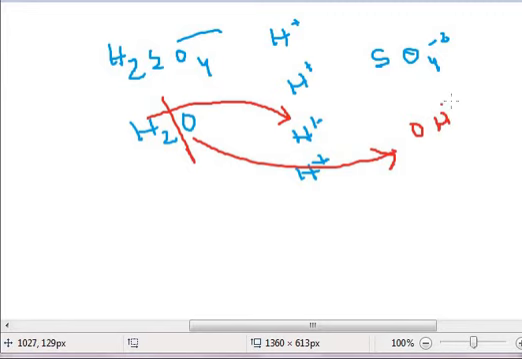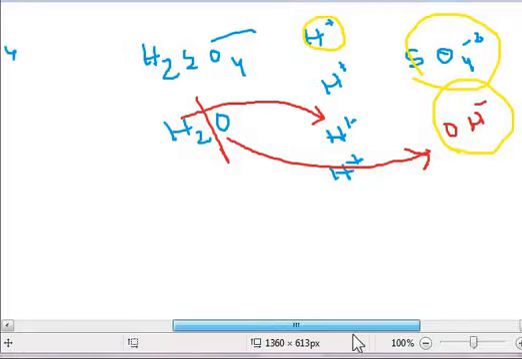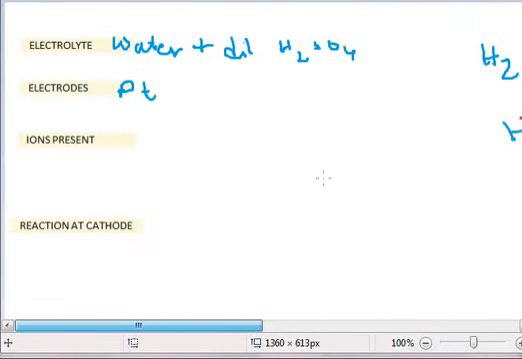So do you see the ions present here? What are the ions present here? We have hydrogen ion. We don't have to write 2 hydrogen ions, okay? Then we have sulfate ions, then we have hydroxyl ions. So these ions we are going to write over here. So what are the ions present? Hydrogen, then we have OH ions, which are negative, then we have sulfate.